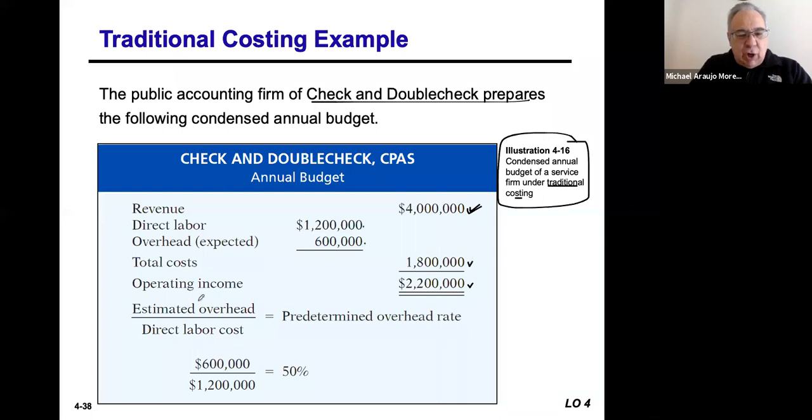All right. So how did they get the overhead of 600,000? Well, they basically base overhead on direct labor. Their overhead rate is the overhead divided by direct labor costs, which, as you see here, is 50%. So for every direct labor dollar, 50% is going to be overhead. Okay, so that's traditional.